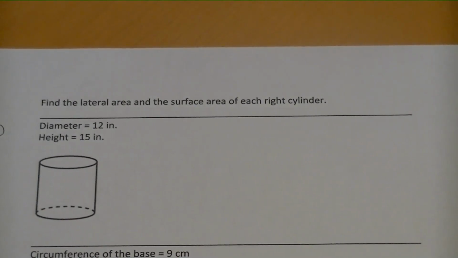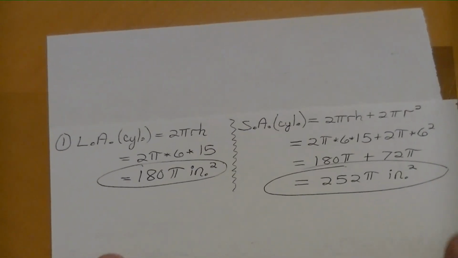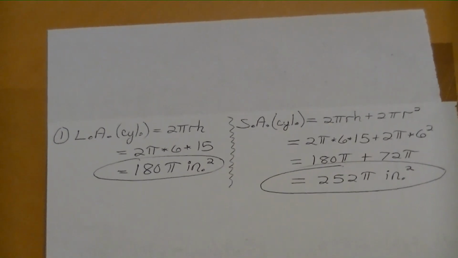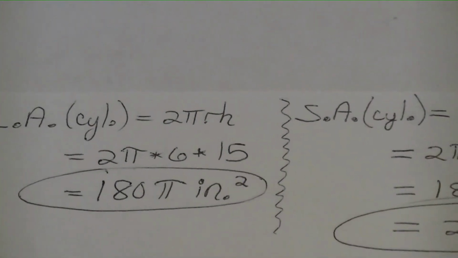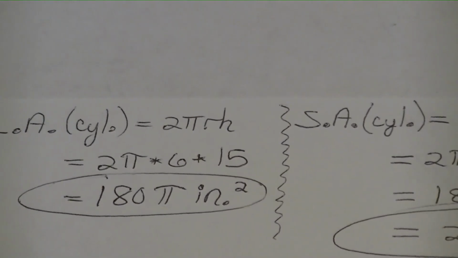Here's number 1. Fairly straightforward. If the diameter is 12, of course the radius is 6. So 2 pi rh would just be 2 pi 6 and the height of 12. Why did I write 15? That's a mistake. Oh no, it was 15. Diameter was 12. So 2 pi 6 15. So 6 times 15 times 2 is 180. 180 pi inches squared.